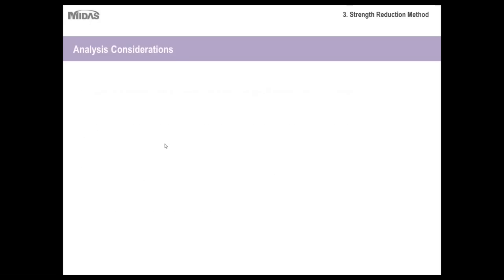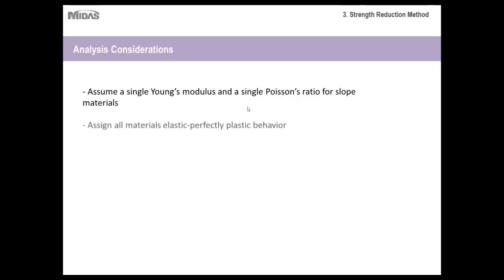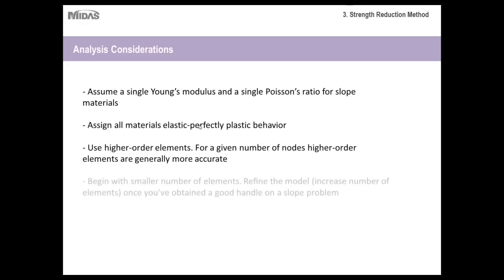Okay, so certain analysis considerations. First, assume a single Young's modulus and a single Poisson's ratio for the slope materials. For any materials corresponding to the slope itself, it's always good practice to assume just a single Young's modulus and Poisson's ratio for each, just to keep things simple. Assign all materials elastic, perfectly plastic behavior. So you want to assume that materials will deform. That way you can have a more accurate analysis.